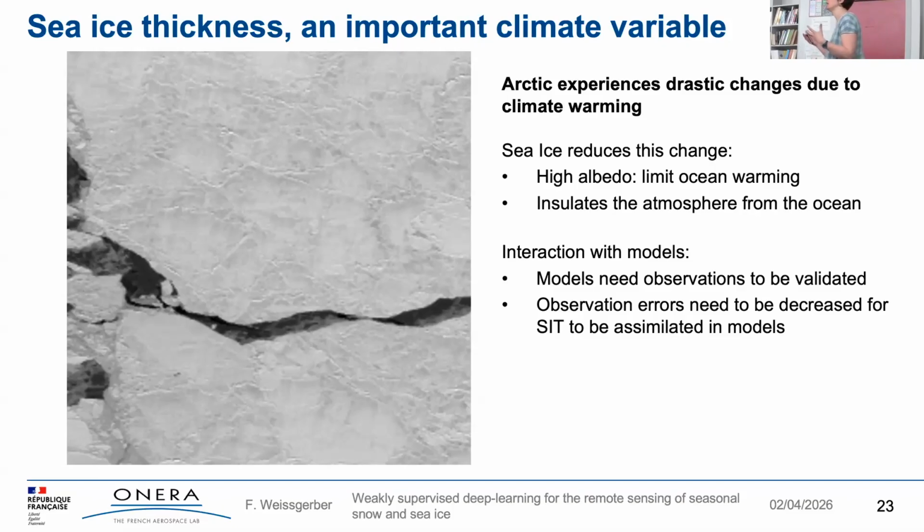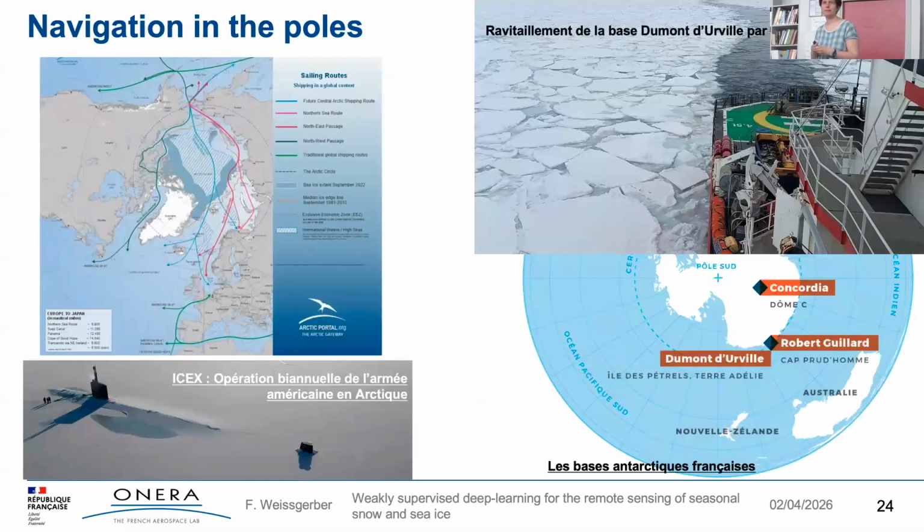And when people are modeling climate, it's very hard for them to use real observation of sea ice. Generally, they prefer to use the modeled sea ice thickness, because sea ice thickness is hard to validate at the moment, and there are a lot of observation errors. So we want to improve the sea ice thickness measurement so that it can be better assimilated in climate models. There is also another goal to monitoring sea ice.